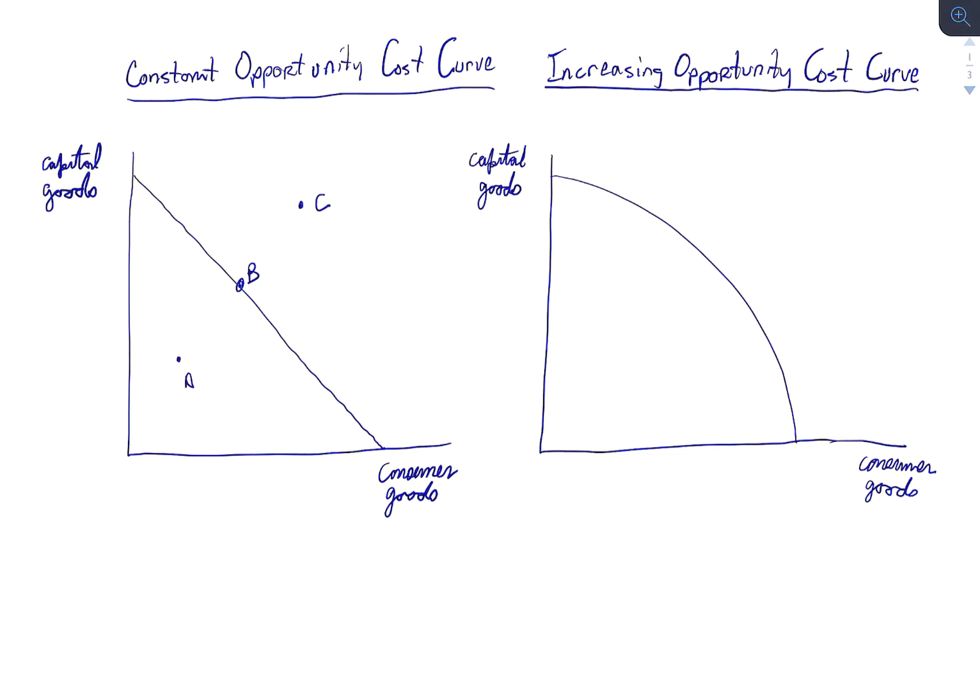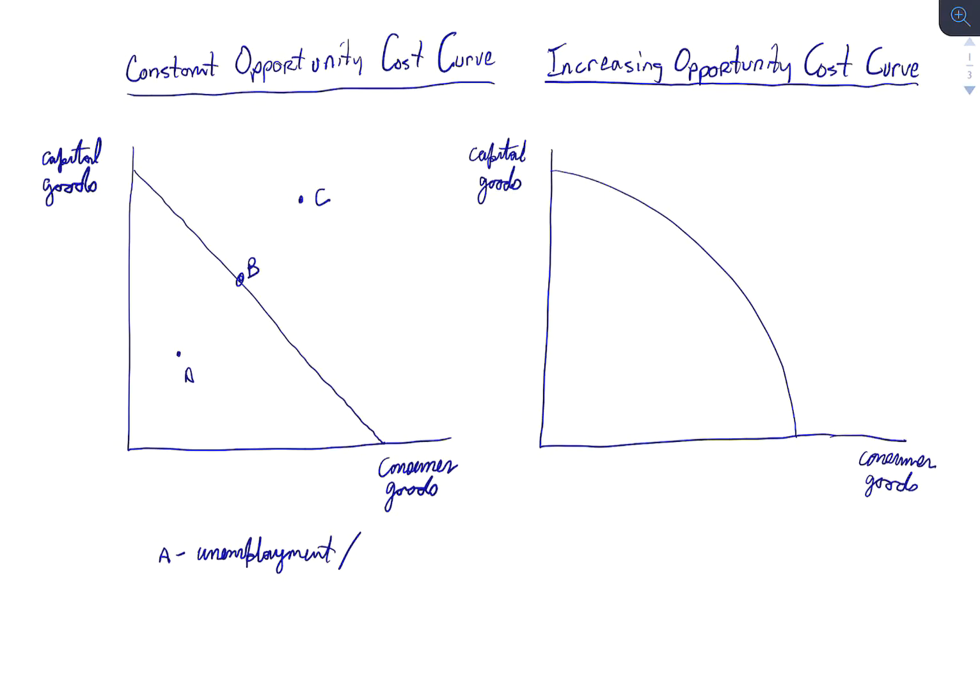So, for example, point A represents either unemployment or inefficiency. And that point A, we can easily draw that in the increasing cost curve as well. Point B represents productive efficiency.